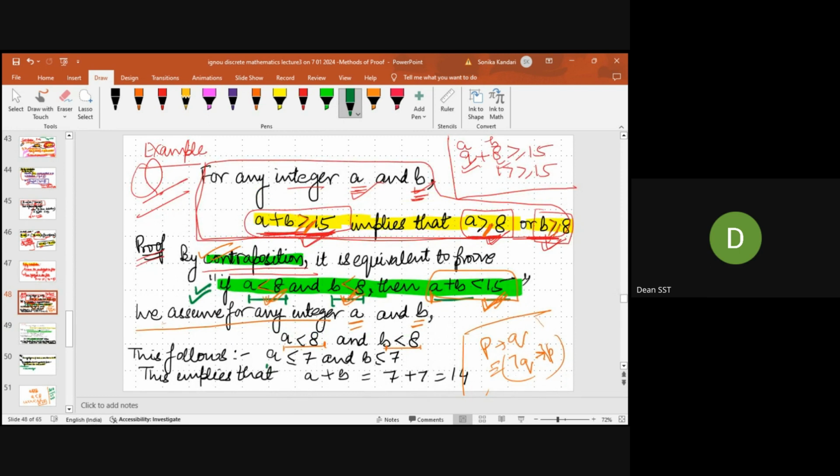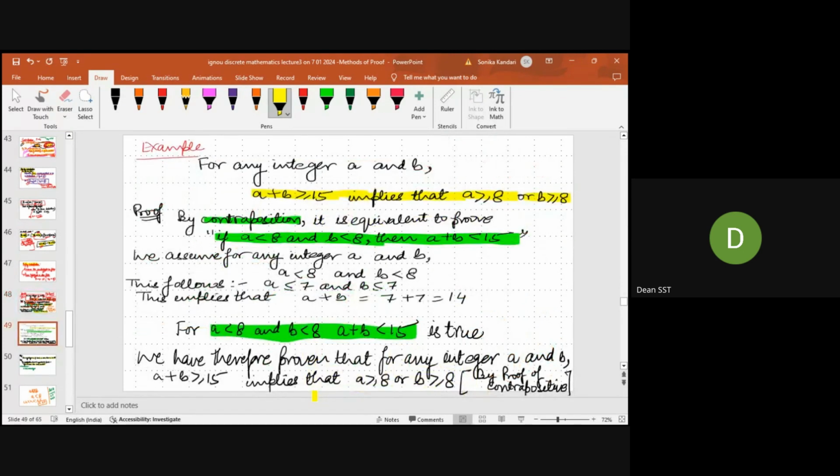So what we have written? A is less than or equal to 7 and B is less than or equal to 7. Is it clear, class? Yes. So we have written A plus B is equal to, maximum, it can be 14. Maximum value of each can be 7. So we can write A plus B is equal to 7 plus 7 is equal to 14. We have reversed everything.